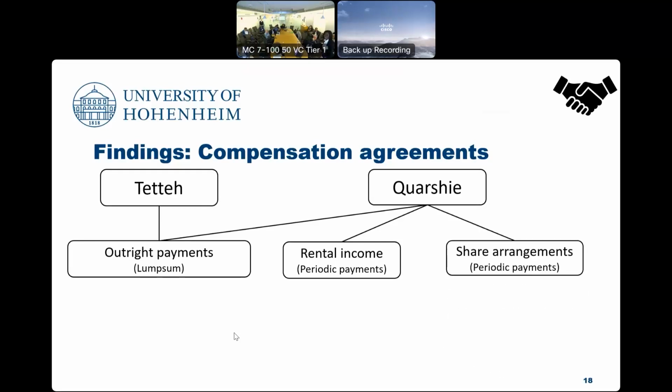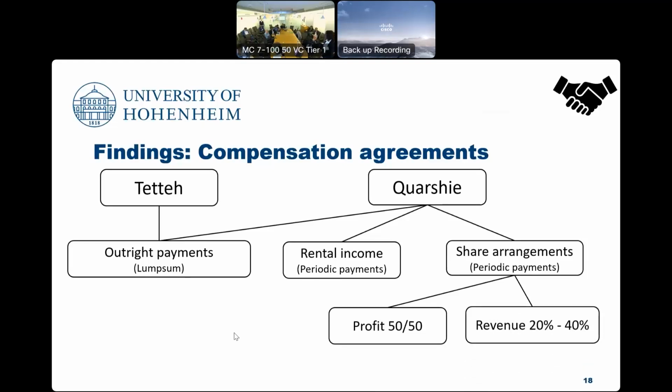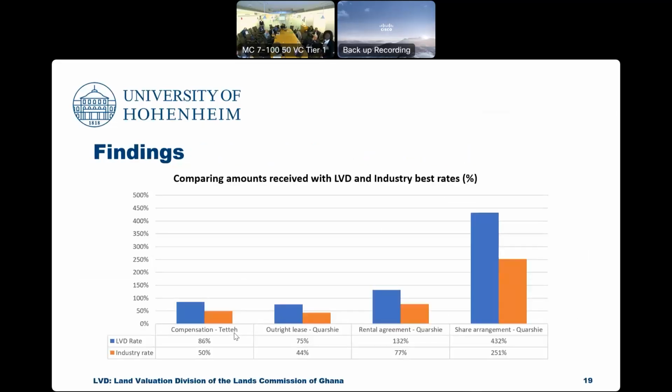And there was this shared arrangement. Either you split the profits 50-50 between the miner and the farmer, or you get 20-40% of the total revenue. What did this mean in terms of amount? And here I'm comparing it to the LVD rate. LVD rate is the land valuation division rate.